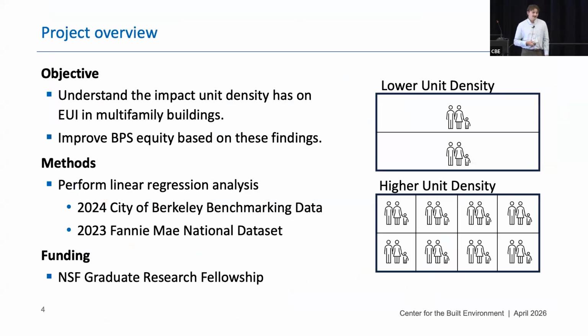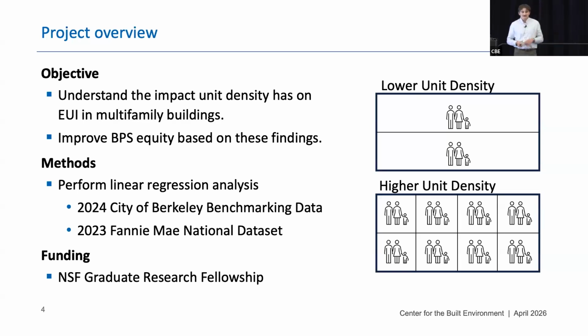For this project, I wanted to contribute to this emerging policy landscape in a small way by trying to understand the impact that unit density has on EUI in multifamily buildings, specifically through a lens of trying to improve BPS policy equity. To illustrate unit density on the left, it's essentially the number of dwelling units in a multifamily building normalized by area. So a higher unit density building, shown on the bottom, is going to have more people per area than a lower unit density building.